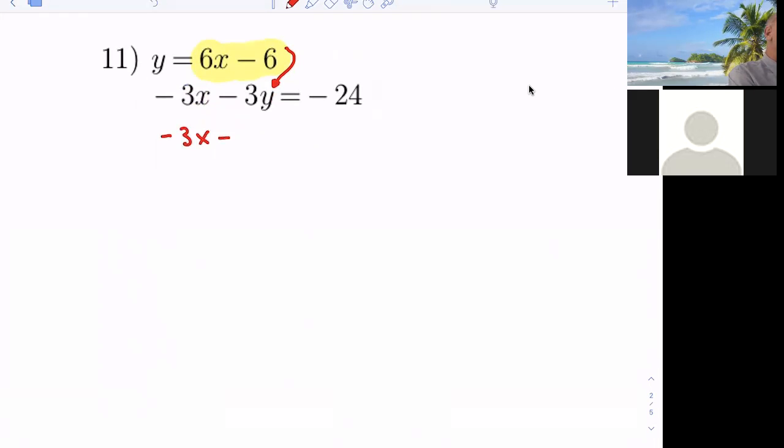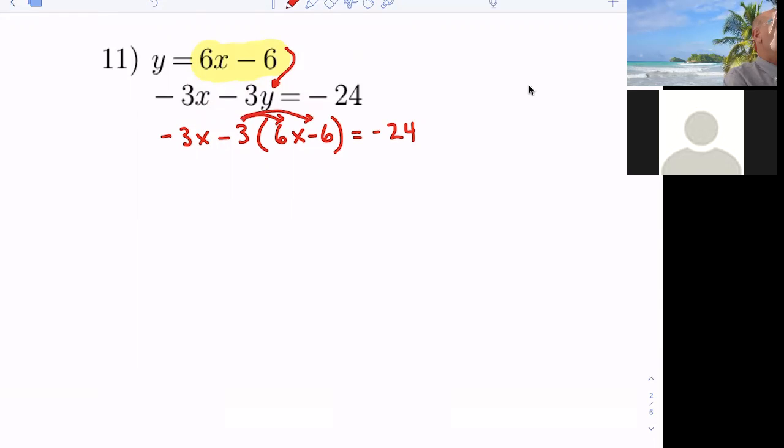-3x minus 3 parentheses 6x minus 6 equals -24. Look and make sure you see that. Anybody have any issues? Come on, Max. You see that? And then can't you divide by 3? Well, I don't really want to do that right at this moment. But I do want you to distribute the -3. That is possible, but it's a little complicated. I don't want to do that.